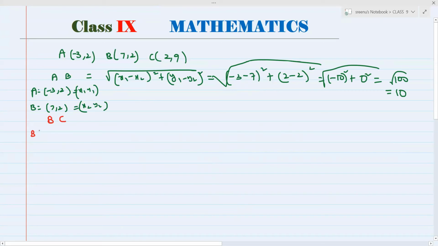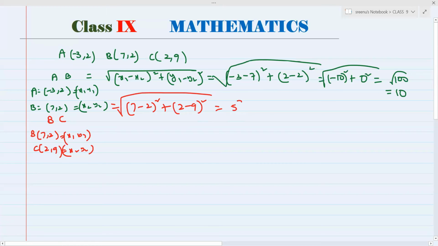Next BC. B value 7 comma 2. C value 2 comma 9. x1 y1, x2 y2. 7 minus 2 whole square, 2 minus 9 whole square. 7 minus 2 is 5, 2 minus 9 is minus 7. Minus 7, if you do square, you will get plus only. 25 plus 49, 74. Leave it.